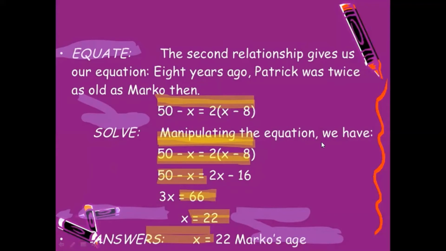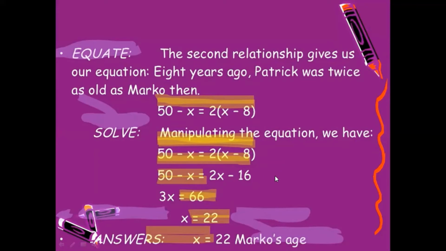Now we'll do the mathematical steps to manipulate the equation. The left hand side stays as it is, and we multiply the 2 with the whole bracket. So 50 minus x equals 2x minus 16. We put all the variables on one side, so we get 3x, and all the numbers on the right hand side. Adding all those numbers, we get 66, and after division by 3, simple calculation gives us 22 years. So Marco's age is 22 years, and this is the present age.